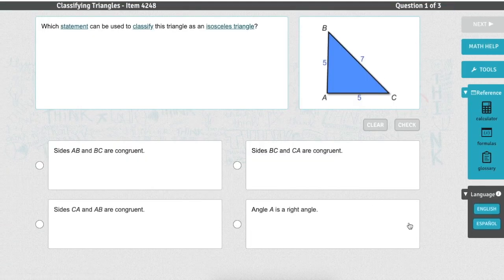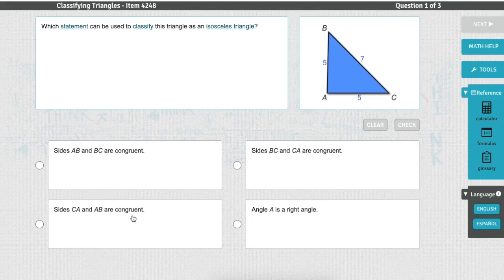So I'm going to close up that glossary again, and we're going to look for something that proves that this is congruent. So if it says sides AB and BC are congruent, BC, well, is 5 and 7 the same? Of course not. All right, let's try BC and CA. BC is, again, 7, and CA is 5. So that's also not going to make sense. Okay, they're not congruent. They're not the same.